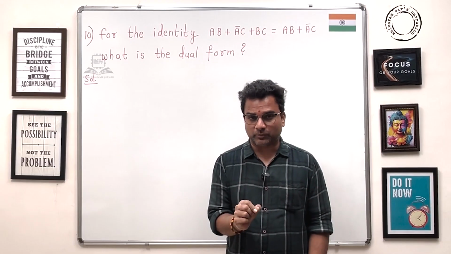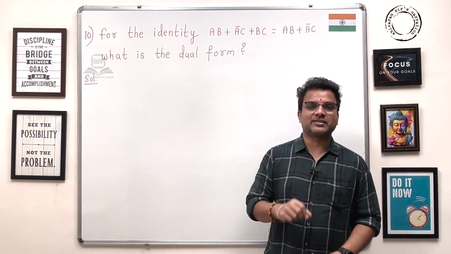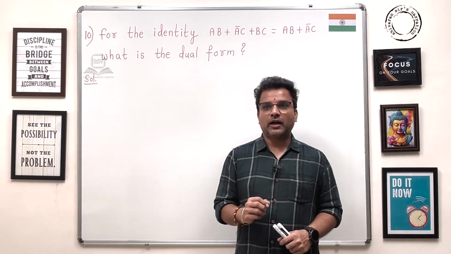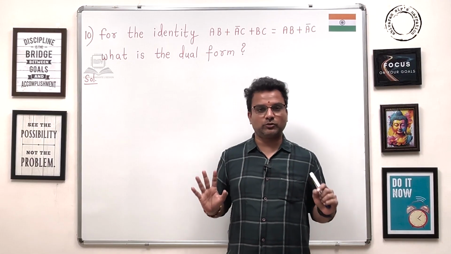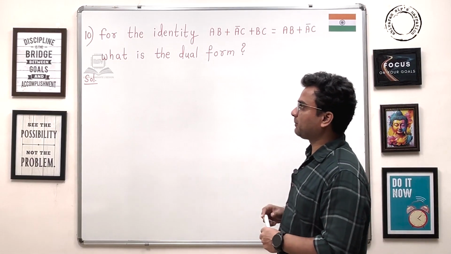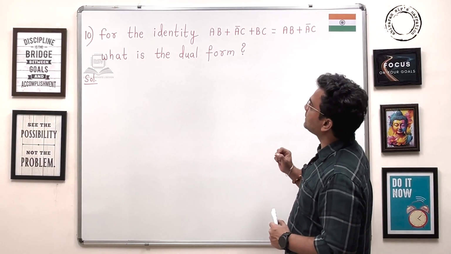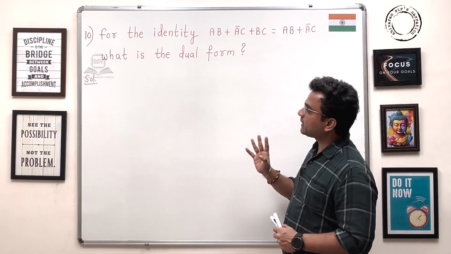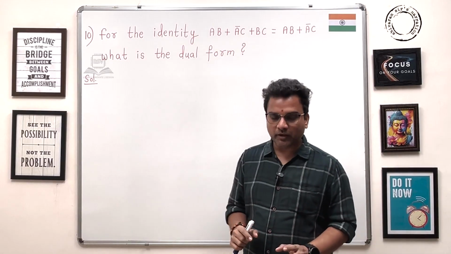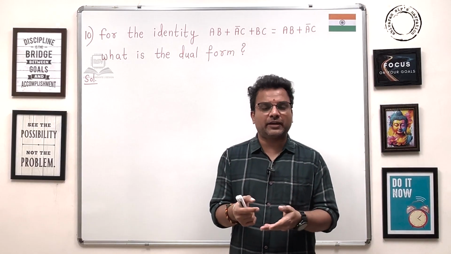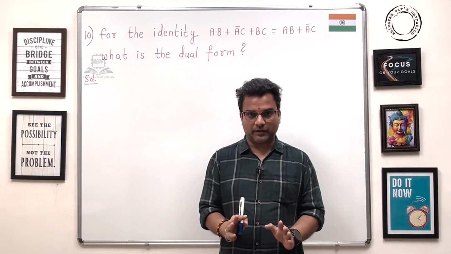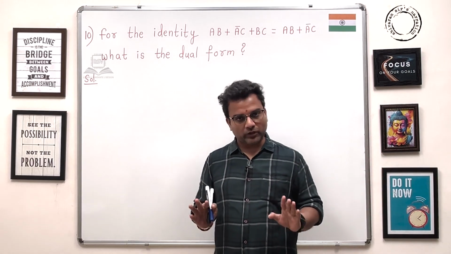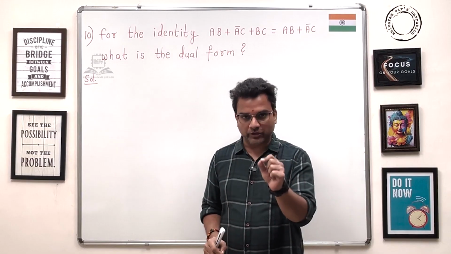Okay guys, we are going to discuss duality in digital circuits. Yes, what is the importance of duality, where we will use it, and how to apply duality, we want to know. Without any delay, let's dive into question number 10. For the identity AB plus A bar C plus BC is equal to AB plus A bar C, what is the dual form? Guys, remember, dual form or duality is used to convert a positive logic system into a negative logic system. That's the only reason why you need duality.